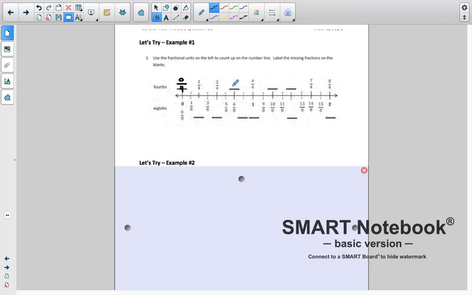What comes after that? 3/4. Okay, then when they counted along, 3/4, 4/4, what comes after that? 5/4, 6/4, 7/4, and 8/4. So they're just counting up. Now let's fill it in for the eighths.